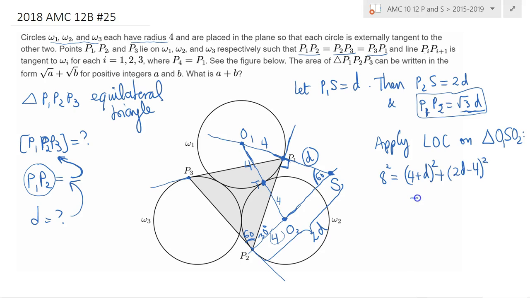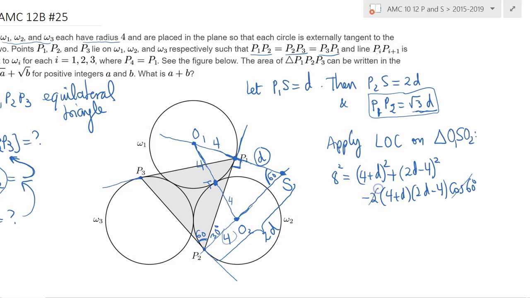square minus 2 times 4 plus d, 2D minus 4, and then cosine of 60 degrees, the angle between the two. Recall that cosine 60 is 1/2, so it would cancel out with this 2 here. Alright, so the rest is just finishing the calculation.